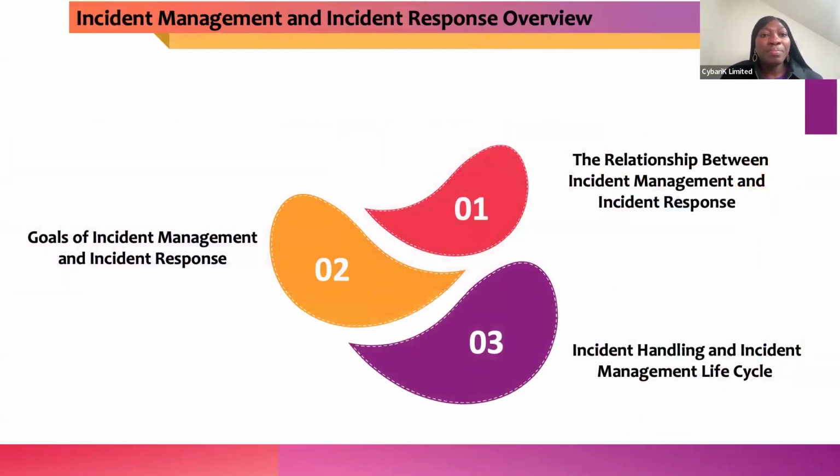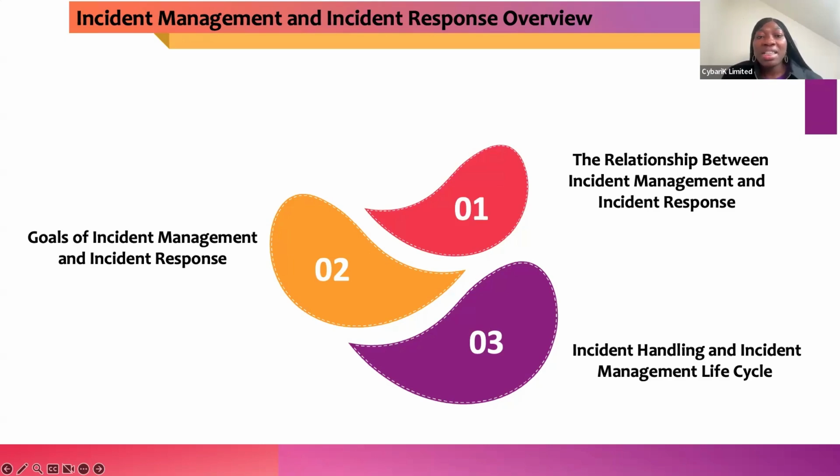Let me start by talking about the relationship between incident management and incident response. With incident management, what you should think about is you are managing an incident through the entire life cycle of an incident. So you see an incident and you begin to think about managing the incident all through its entire life cycle. It involves all the actions taken before an incident, during an incident, and of course, after an incident. That is the incident management process, and that is what it entails.